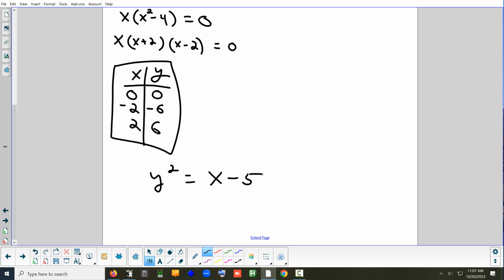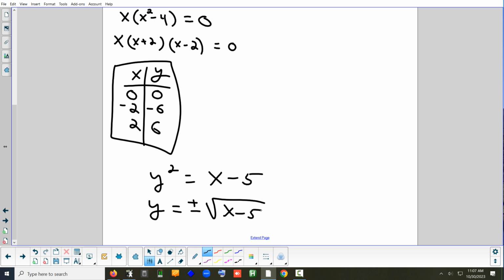Well, like if I asked you, what's the square root of 4? 2. Positive, negative. Positive and -2. So when you take the square root of both sides, it's a positive and a negative. So you've got to be careful.